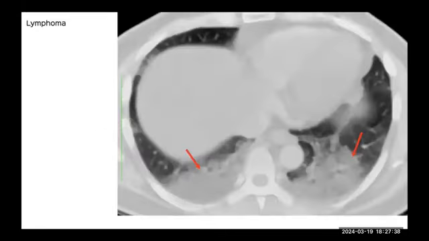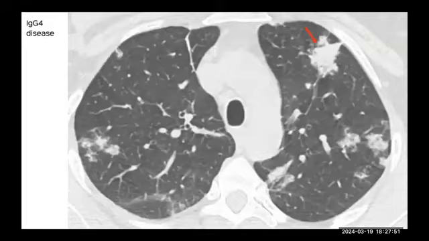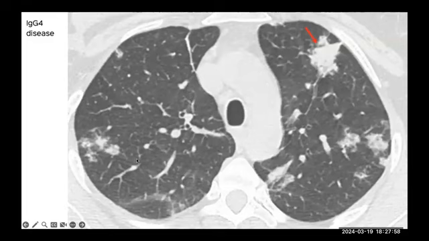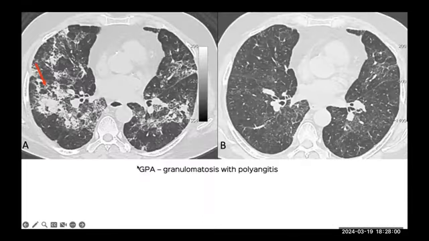So the patterns have differentials. The OP pattern can also occur with lymphoma, invasive mucinous adenocarcinoma, vasculitis, IgG4 disease, sarcoid, lipoid pneumonia. So this patient has what looks like a classic OP pattern, but the clinical presentation was atypical. So a PET and then a biopsy was done, and this was not primary. This is lung lymphoma along with nodal lymphoma. Again, peribronchovascular opacities, and this on biopsy turned out to be IgG4 disease.